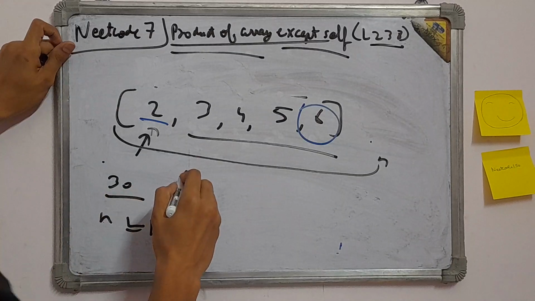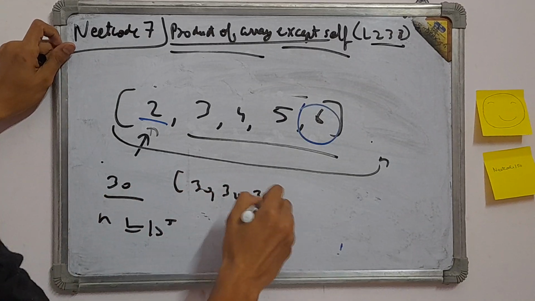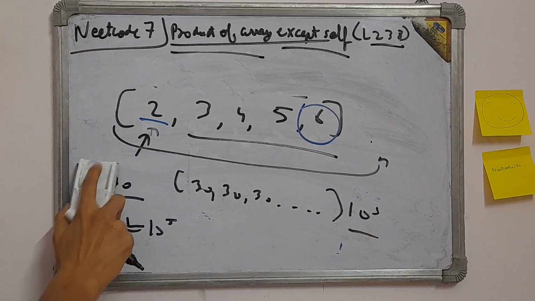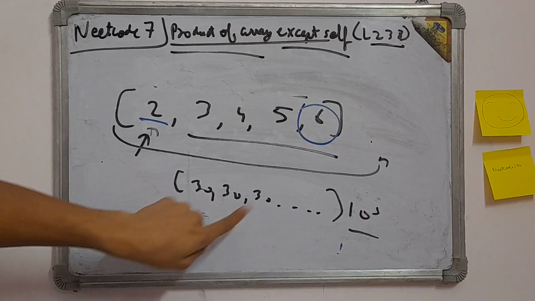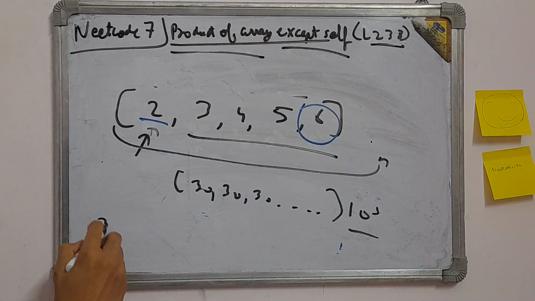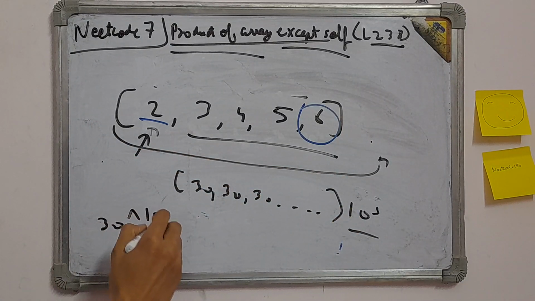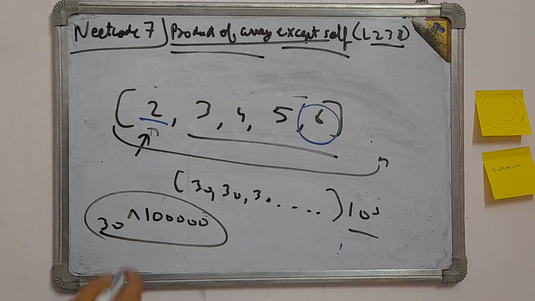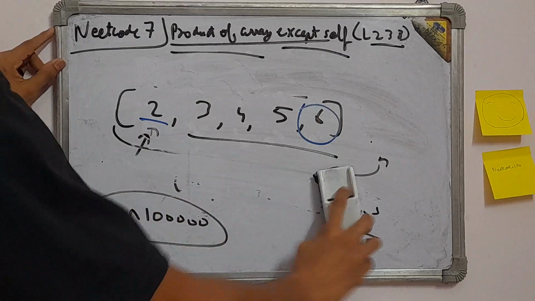So in the worst case the array will be 30, 30, 30, 10 to the power 5 times. That means the worst case product will be 30 into 30 into 30, 10 to the power 5 times. That means 30 to the power 10 raised to the power 5. Now you might think this number is doable, so let me just tell you how big this number actually is.